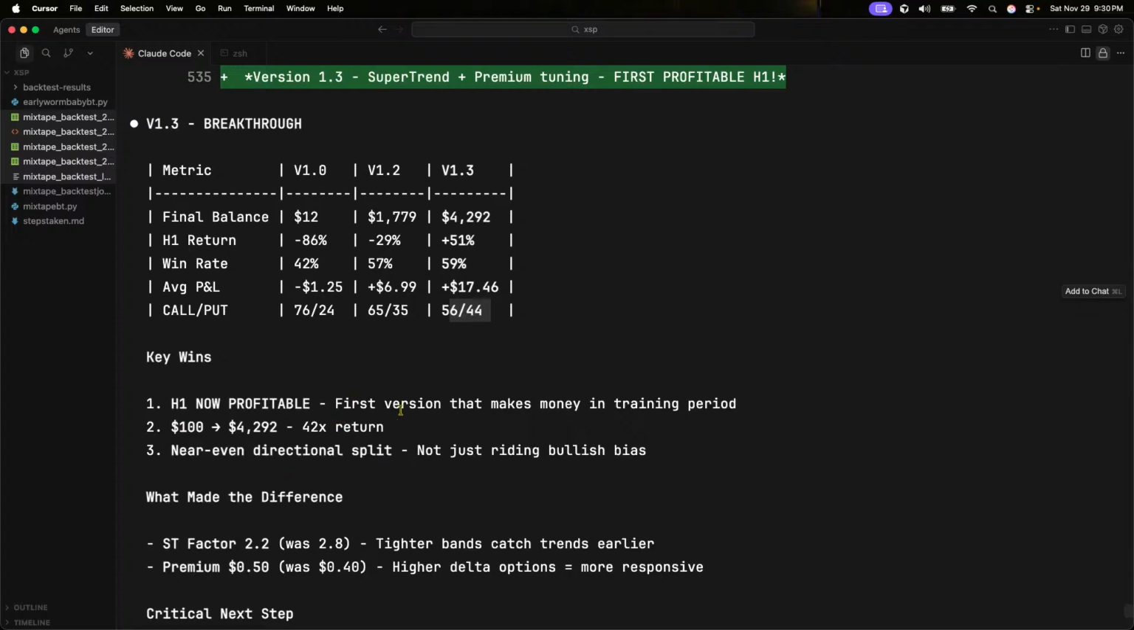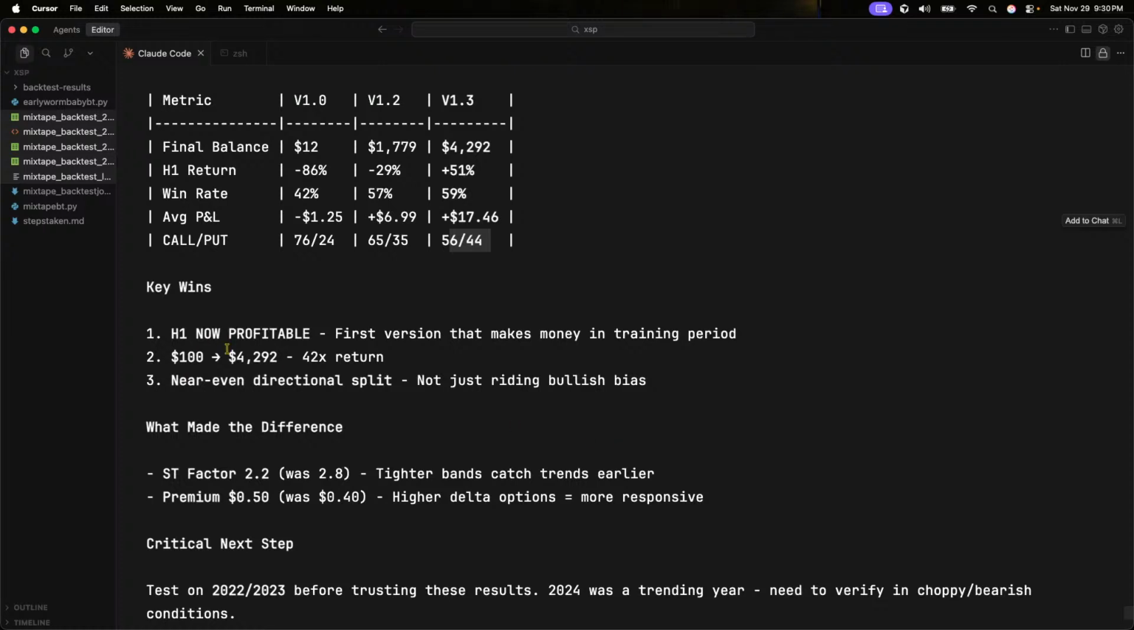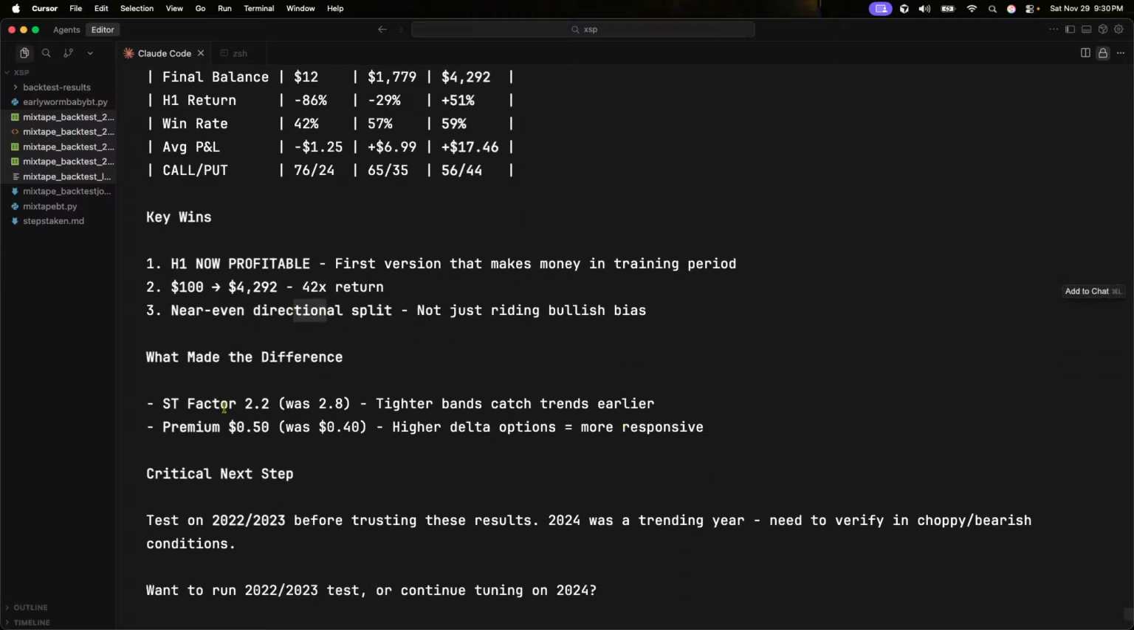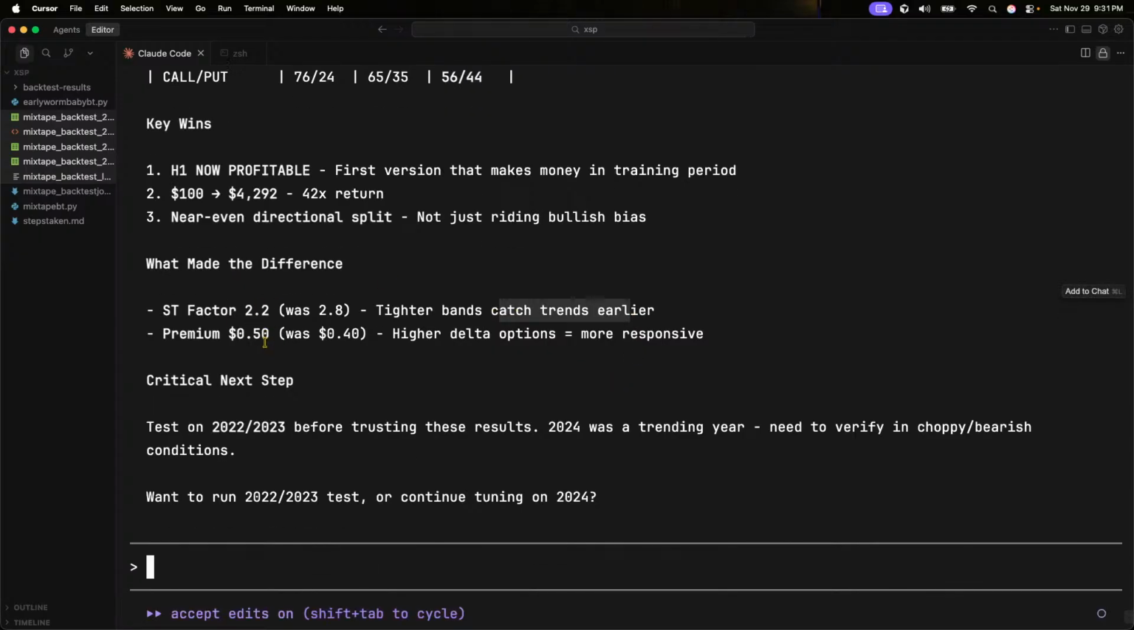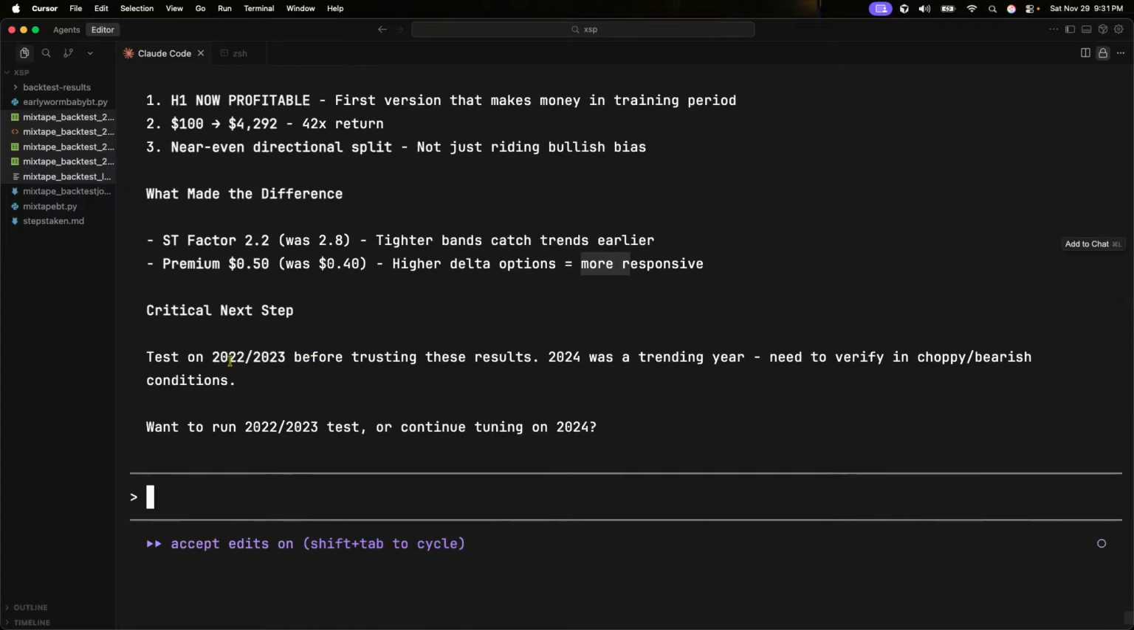H1 is now finally profitable. The first version makes money in a training period. It went from 100 to 42.92. It's 42x the return. It's near directional split, not just riding the bullish bias. What made the difference is the profit factor. The 2.2 was 2.8. The tighter bands catch trends earlier, and the premium of 0.5, the higher delta options, is more responsive. The critical test, before we test it on, again, I have one more idea.